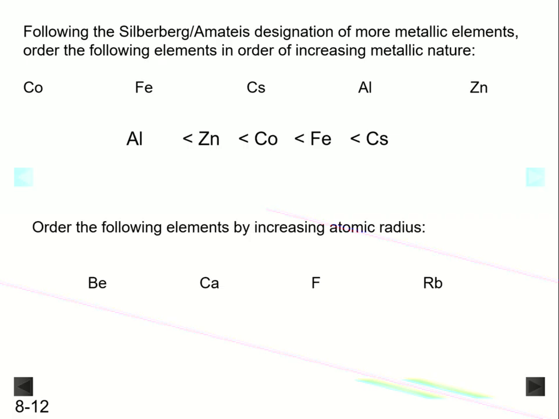Next, let's look at the following elements, and we will order them in terms of increasing atomic radius. We have beryllium, calcium, fluorine, and rubidium. So you can take your periodic table and make a list of these. So the smallest element in this group should be fluorine. Next up will be beryllium, then calcium, and finally the alkali metal towards the bottom of the periodic table, rubidium.